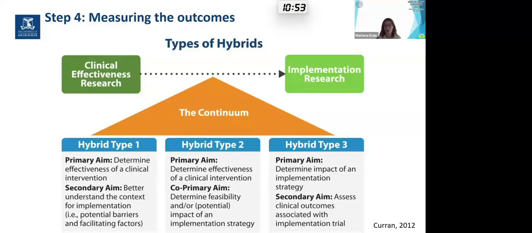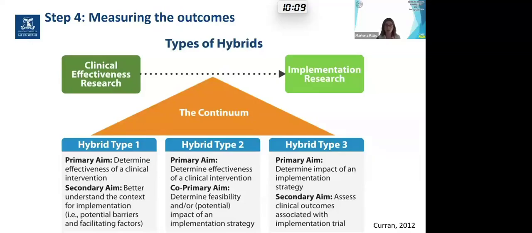So he suggested 3 types of hybrid designs that are really on a continuum. So going from the left, there's a greater emphasis on testing clinical effectiveness. So for example, in a hybrid type 1, the primary aim is to say, well, does this intervention work? But at the same time, you can embed an evaluation to identify the context for implementation. So you can look at what the barriers and the facilitators are. You won't be testing an implementation strategy, but if there's good signalling that this intervention is going to be effective and you move on to a more definitive trial, you could be ready to go with an implementation strategy because you've done some work in that first stage.